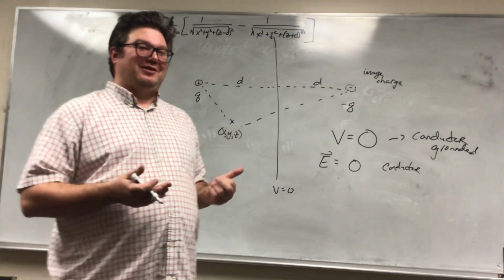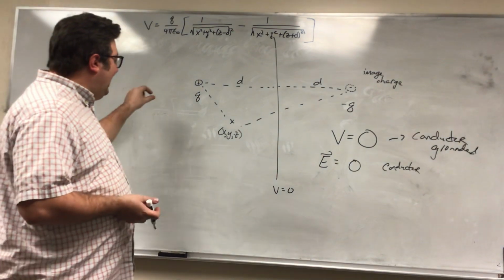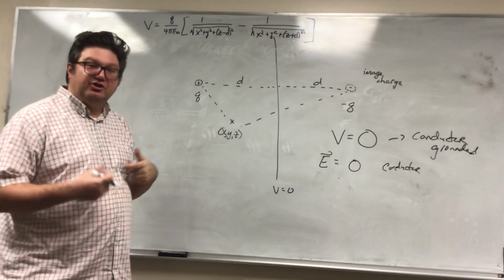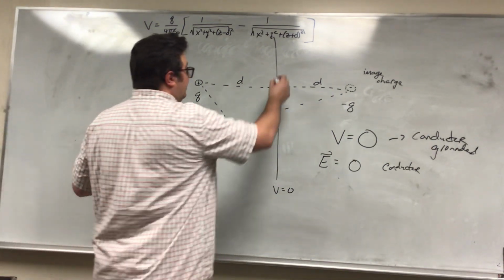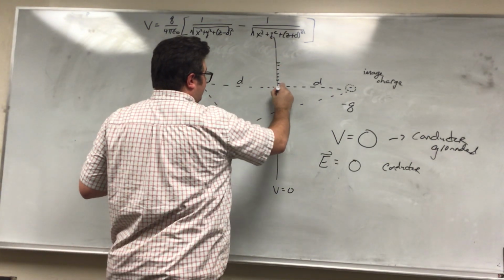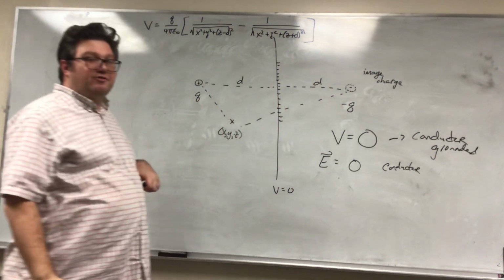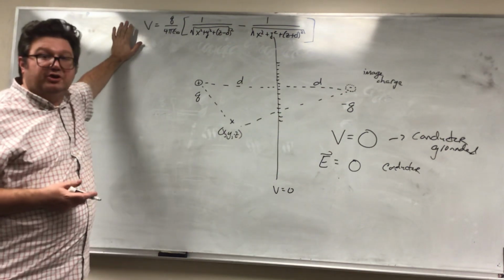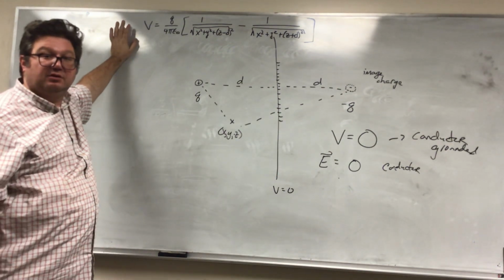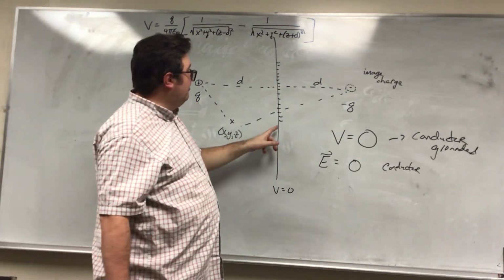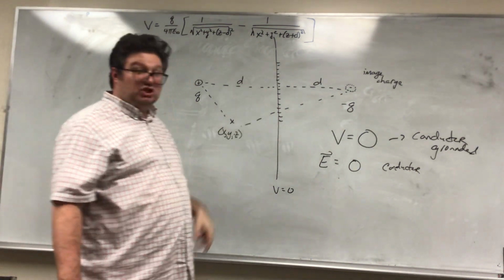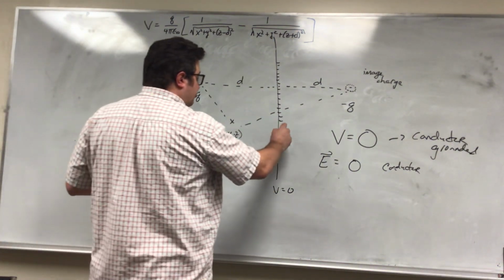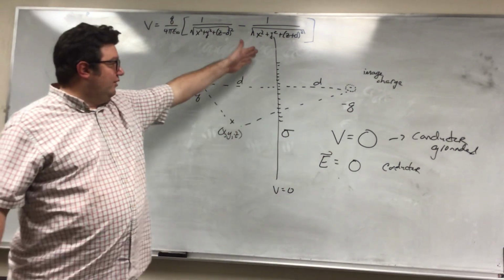So what's going on? Well, as I bring the positive charge close to the conducting surface, this positive charge is going to attract negative charges. So the negative charges are going to swarm to this surface, and distribute themselves in such a way as to yield a potential that looks like that.